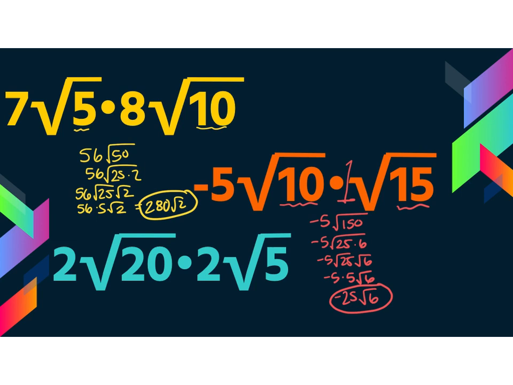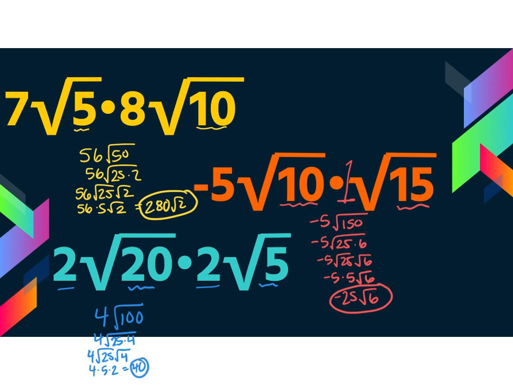Finally, let's look at the blue one, our last one here. So we're going to multiply 2 times 2, which is 4. Then I'm going to multiply 20 times 5, which is 100. I look at this and I need to simplify the square root of 100. So I have 4 times 25 times 4. 4 times the square root of 25 times the square root of 4. 4 times 5, square root of 4 is 2. 4 times 5 is 20 times 2 is 40.